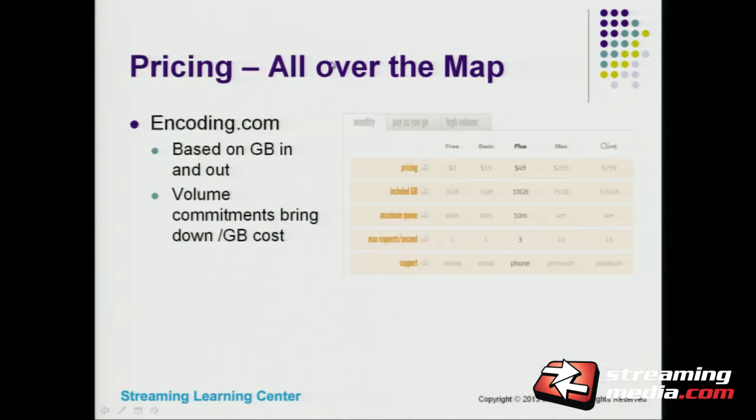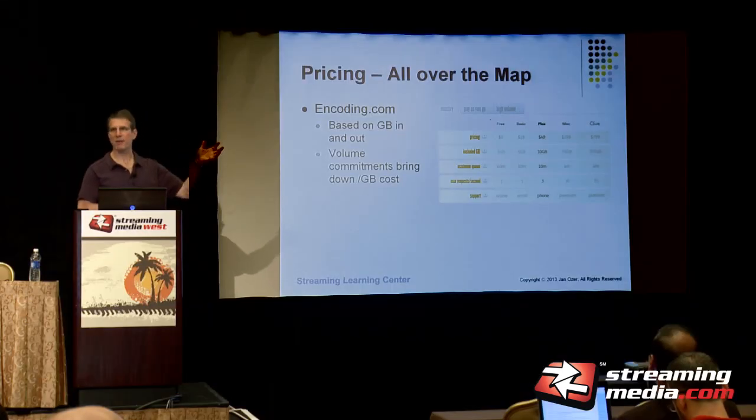And the biggest issue you're going to have when you're comparing cloud encoders is trying to come up with pricing. So Encoding.com prices based upon gigabytes in and out. If you upload a gigabyte file and encode that to 6 iterations, if it's an hour long or 4 hours long or 2 minutes, it doesn't really matter from a pricing perspective. It's gigabytes in, gigabytes out.